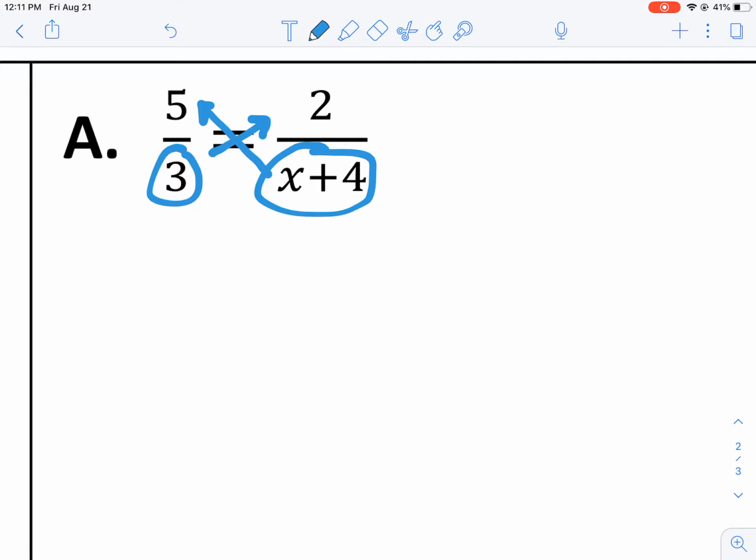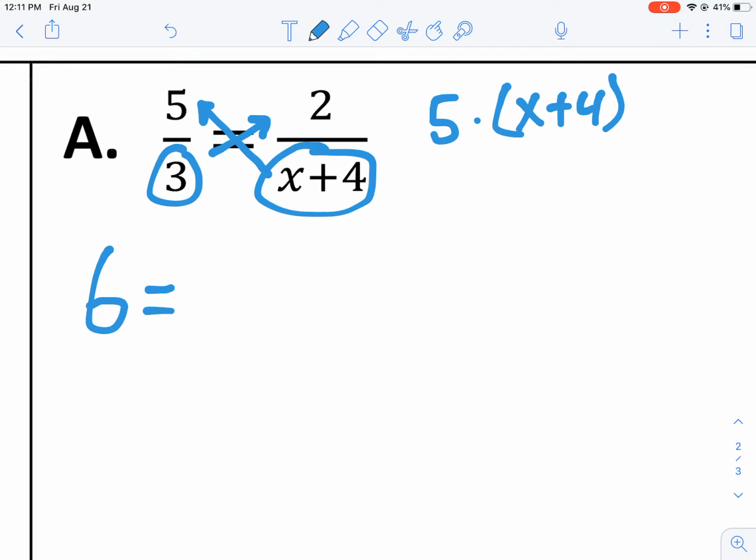So we're going to multiply these 2 things together. So we've got 3 times 2, that makes 6. And then we've got 5 times x plus 4. Now remember, the way that this should look is it should look like this, 5 times x plus 4. Because you're not just multiplying the 5 by the x, you're multiplying it by the 4 as well. So you have to end up distributing here. So make sure you always keep that in mind. So that'll give us 5x plus 20.